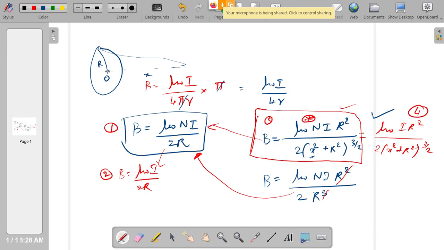Along the axis at a point, you will use this formula. And with 1 turn, you will use this formula. For many turns, you will use the direct formula. Now at the center for n turns you will use this formula. At the center for 1 turn you will use this formula.